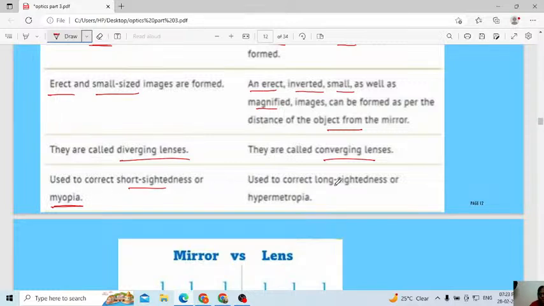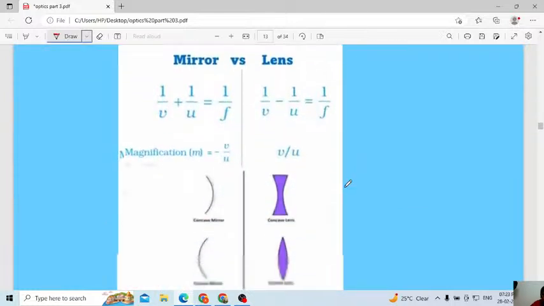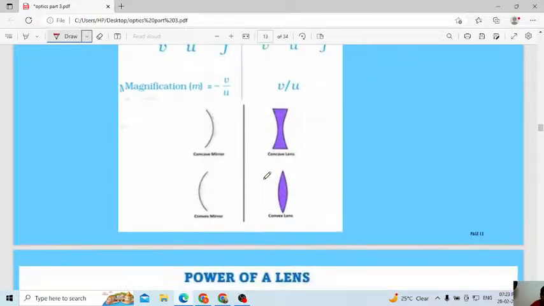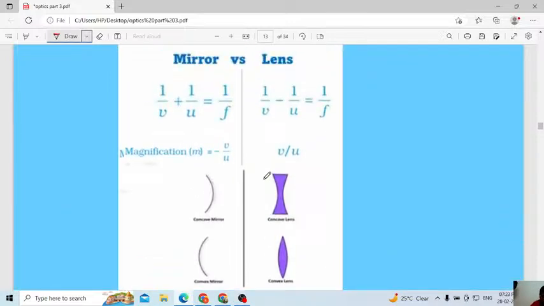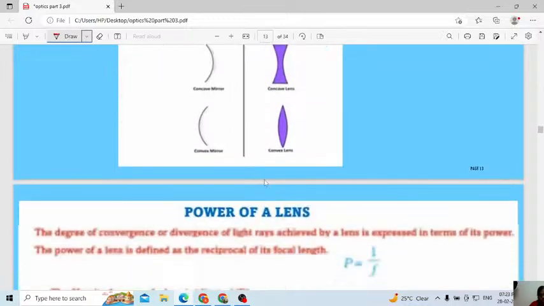Okay, next one, used to correct long sightedness, hypermetropia. This I already explained, only the last point I have not explained. See, the concave lens we will use to correct short sightedness or myopia. Then the convex lens we will use to correct long sightedness or hypermetropia. In detail I will explain. Then this is the comparison between the mirror and the lens. This is the formula. Then this is the magnification formula. Better you revise that formula, I have given it like a column.